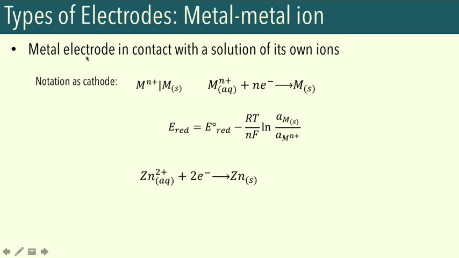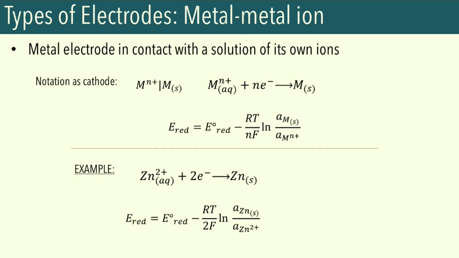Okay, so an example of a metal-metal ion electrode would be our zinc 2 plus electrode. Okay, so based on its balanced chemical equation, we could write down the corresponding Nernst equation. So that's just going to be the reduction potential is equal to the standard reduction potential minus RT over 2 electrons times F times Ln, the activity of our zinc solid over the activity of our zinc ions.